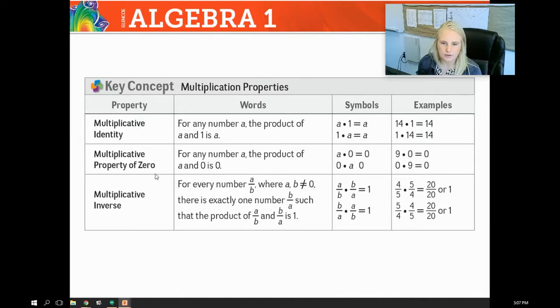Multiplicative property of 0. This means anything times 0 is 0. 9 times 0 is 0. 10 times 0 is 0. Anything times 0 is 0.